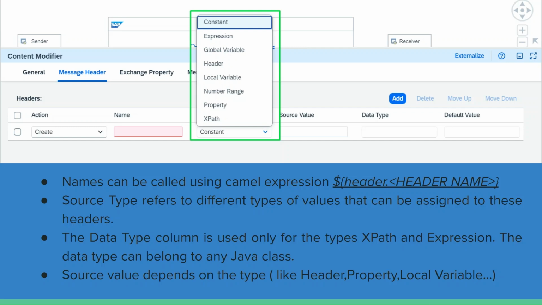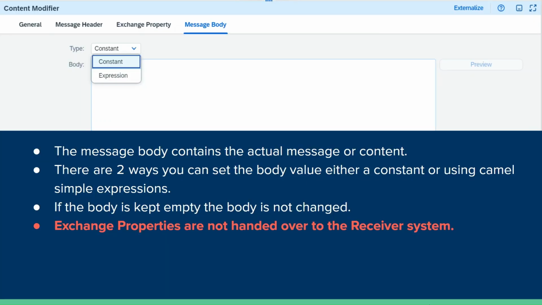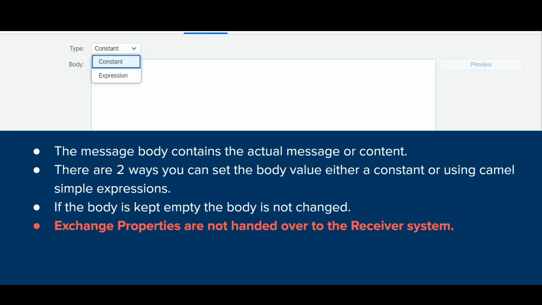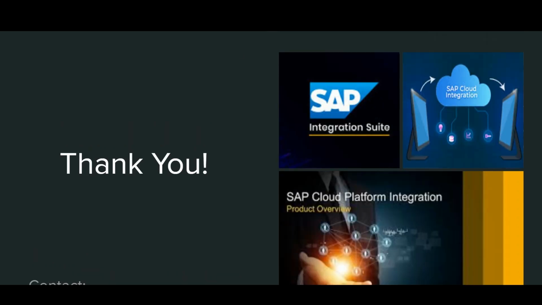You can see here in the message headers there are various sections with action, name, source, value, data type, default value. We'll look into each of them in the practical session. I will share this presentation with you so you can have a look at the theoretical part. Let's just jump into our integration suite and look at what content modifier is.